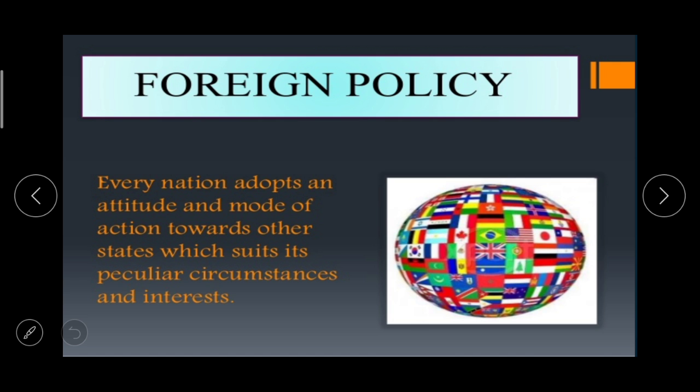Every nation adopts an attitude and mode of action towards other states which suits its peculiar circumstance and interest, that is foreign policy.